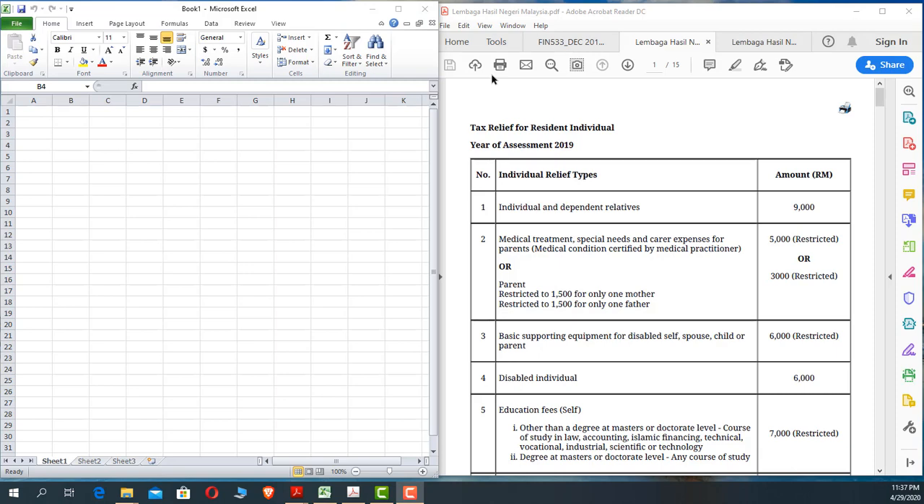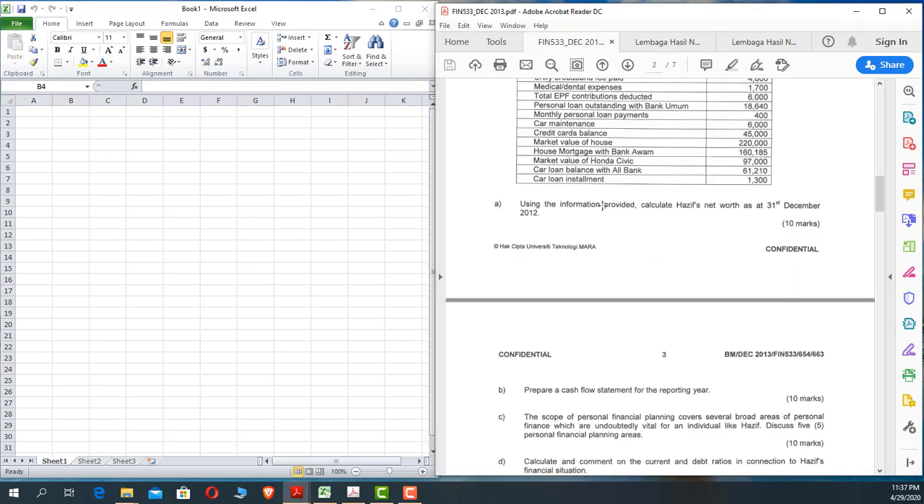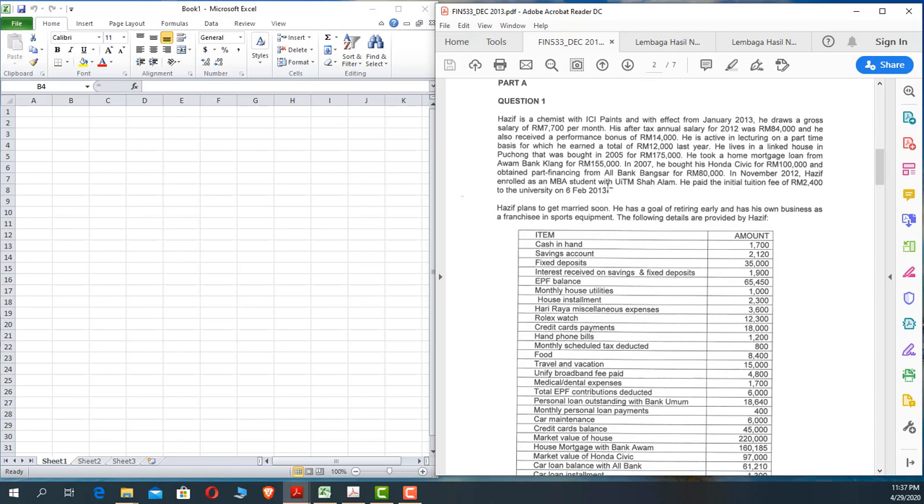Kat sini saya nak tunjuk based on pengiraan soalan untuk how to construct your balance sheet, and also how to get the value of saving based on your cash flow statement, and also how to calculate the ratio based on the balance sheet and also from the cash flow statement. Okay, so this is the example question for question 1.